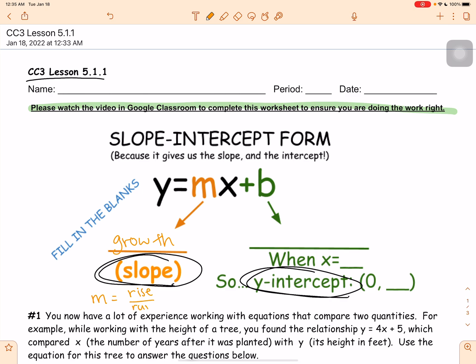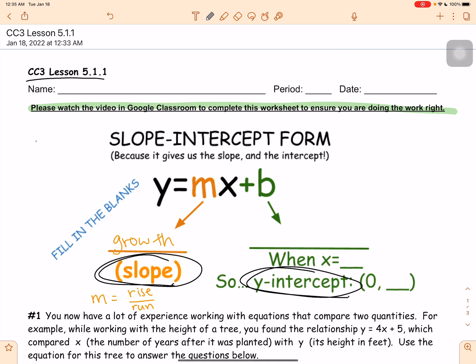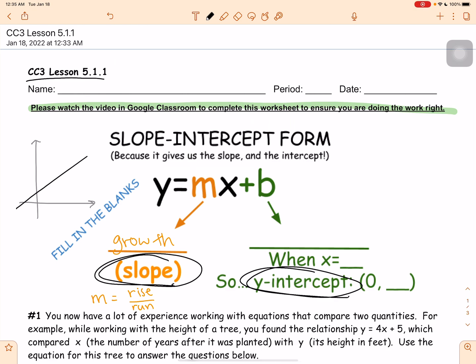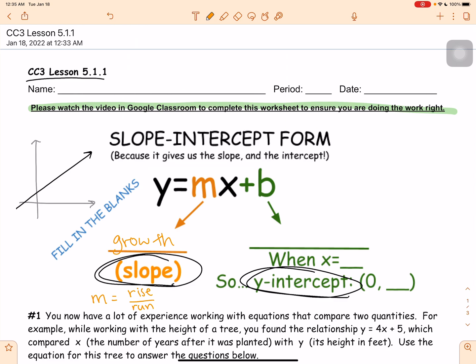So we can make little slope triangles if we have a graph like this. Let's say this is our graph, and this is our line on the graph, right? If you find two lattice points, you can draw a slope triangle, like so. So this would be your rise, and this would be your run. Then you write it in fraction form and simplify if you can to get the slope, okay?